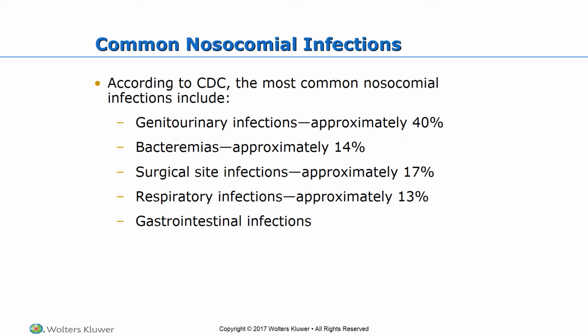Okay, so most common nosocomial infections: genitourinary, UTIs, about 40%. That's a lot. Bacteremias, 14. Surgical site infections, respiratory infections, and GI infections. Surgical site infections, now GU infections, these are all higher. What am I kidding? These are all higher than they really should be.